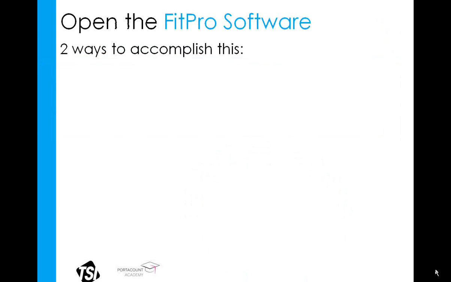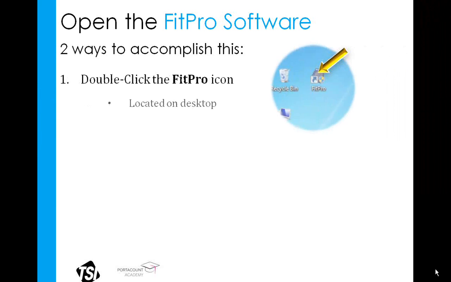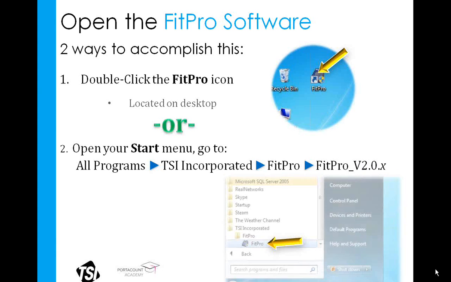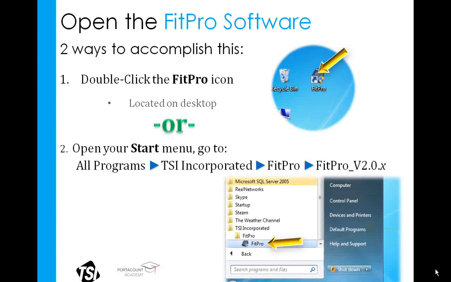Now via your computer we're going to open the FitPro fit test software. This is typically done in one of two ways: either by double-clicking on the FitPro icon displayed on your desktop, or by opening your Windows Start menu, going to All Programs, TSI Incorporated, the FitPro folder, and then clicking on the FitPro icon as shown here.